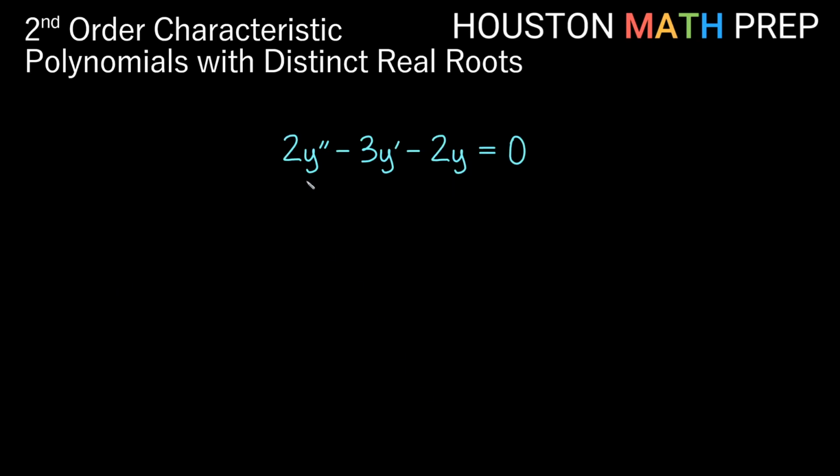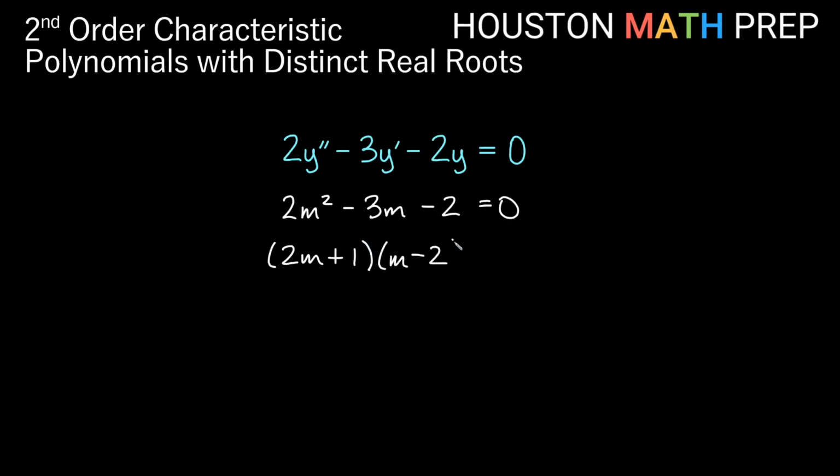Looking at our next one here, 2y double prime minus 3y prime minus 2y equals 0. So our characteristic polynomial for this equation is going to be 2m squared minus 3m minus 2, and that would be equal to 0. We'll solve for m here. This one also solves by factoring, so we'll get 2m plus 1 times m minus 2 equal to 0 if we factor this. So you need to be good at your factoring, obviously, to do these constant coefficient equations here.